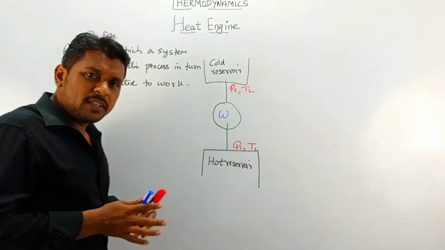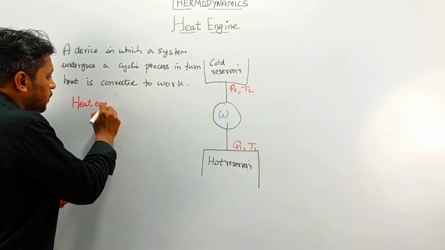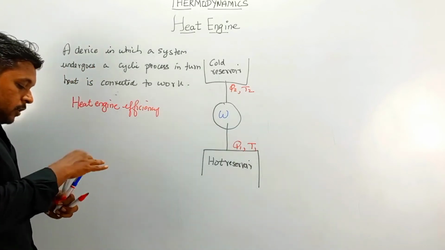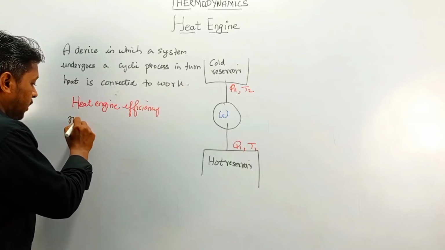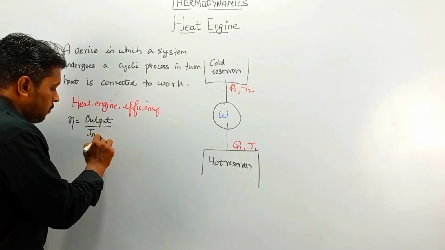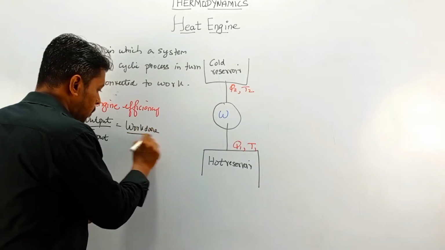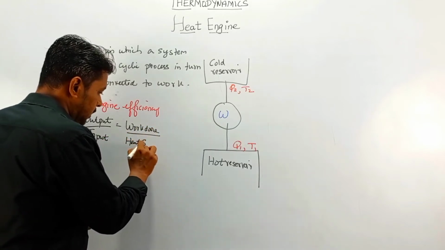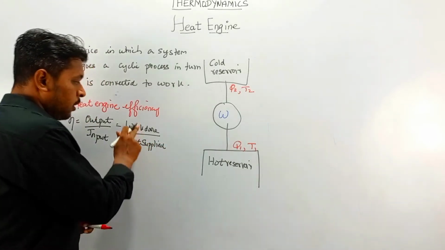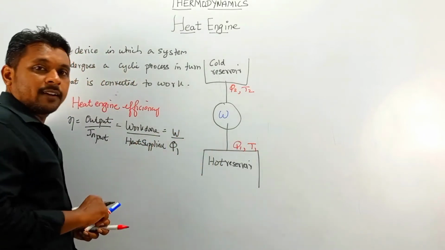Now, what is the efficiency of this heat engine? You know that efficiency means output by input. What is the output here? Work done. What is the input here? Heat supplied. Heat supplied is the input, work done is the output. So the efficiency is W by the heat supplied, Q1.